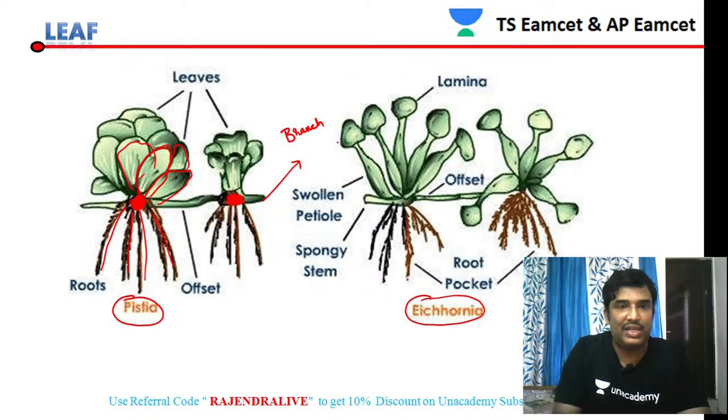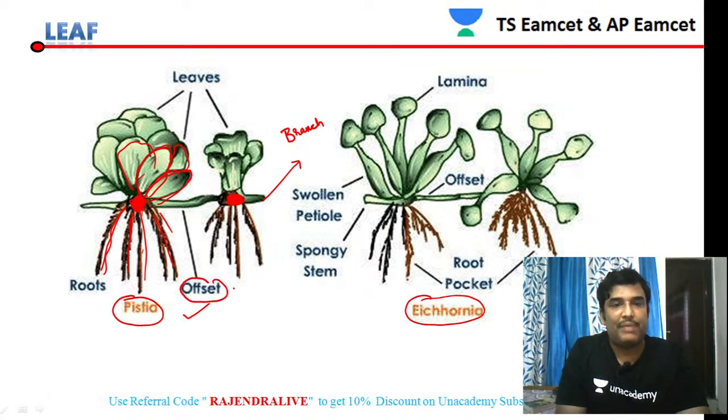The same thing was told here. This is the node. At the node you have rosette type of leaves, and below that you have a tuft of roots. Tuft of roots are observed here. Which type of plants are they asking about? You can see the best example is Pistia. Such types are called offsets. You can see it in Eichhornia also.